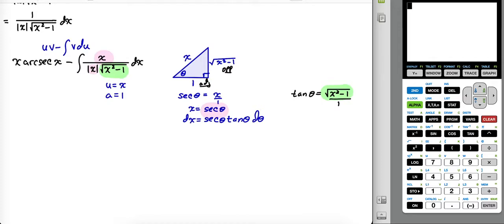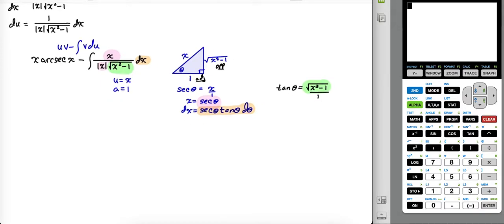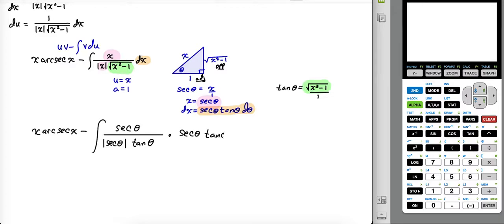And I can swap out the dx for that whole expression, this one over here. Alright, so we'd be looking at x arc secant of x minus, big old mess, secant theta over the absolute value of secant theta, tangent theta, then secant theta tangent theta d theta.